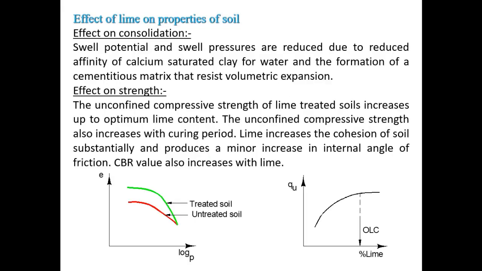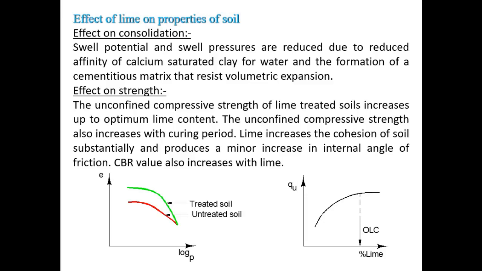Next one is effect on consolidation. The amount of pressure required to reduce the increase in void ratio due to swelling of an over-consolidated clay is called swelling pressure. By comparing the E log P curves of treated and untreated soils, it can be observed that the swell pressure and swell potential of treated soil are reduced. This is because of the reduction in water affinity for the calcium saturated lime treated soil and the cementitious matrix formed by lime addition, which resists the volumetric expansion.